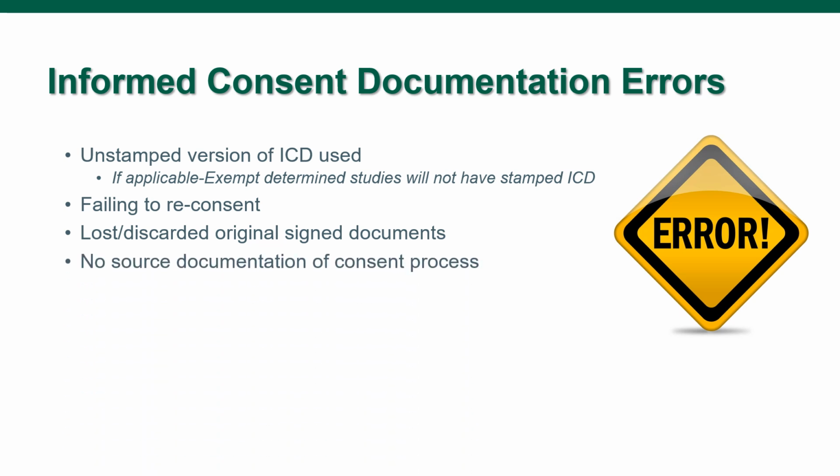Next bullet is about the lack of source documentation about the consent process. Now, this would be an extra form or location that documents how the consenting process occurred. The more complex the study is, the more important this document will be. Now, if there's a discrepancy somewhere on the signed consent, you can always go back to this document to help bridge the gap of missing information.